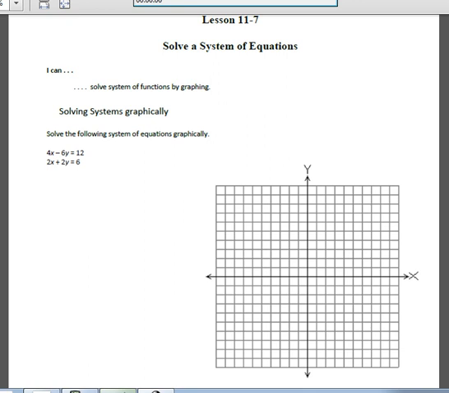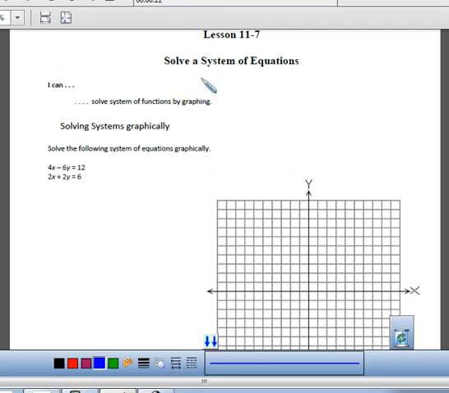I know it says lesson 11-7 at the top. Cross it out, change it. That was a typo that seems to have been stuck with us the whole time, so it needs to be 10-7, and I know that 10 looks terrible. Let me put another 1 in front. There we go. Solve a system of equations.